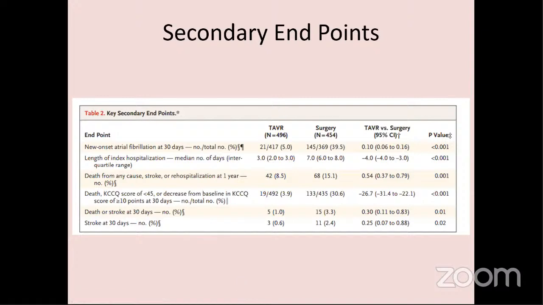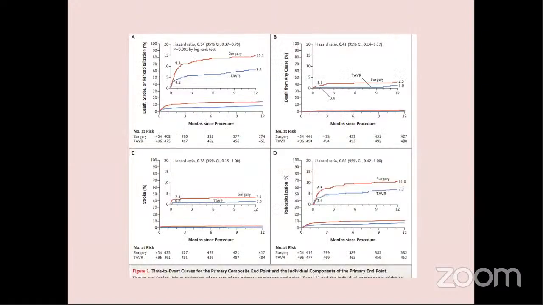Okay, go to death from any cause in the Kaplan-Meier survival curves. Go back; it seems you have the slides that are in the paper. Okay, look at B, death from any cause. Look at the hazard ratio, look at the confidence interval. What does it tell you? There's no difference between the two groups. Exactly. So the primary outcome was mostly driven by what?